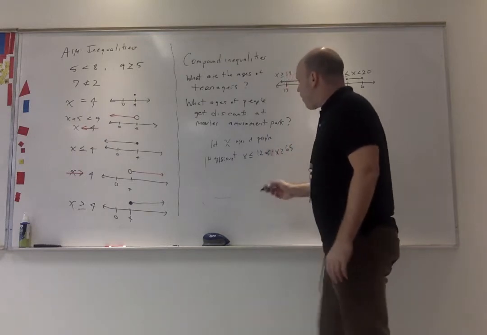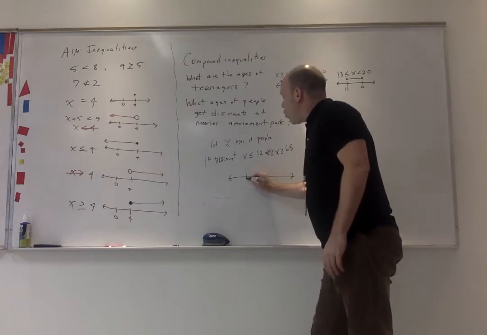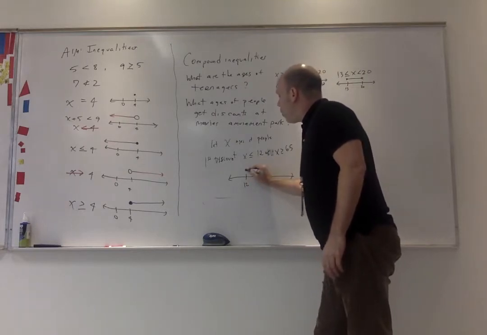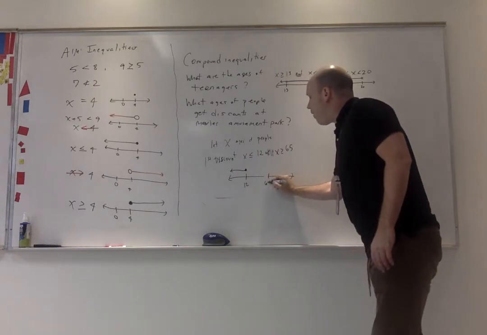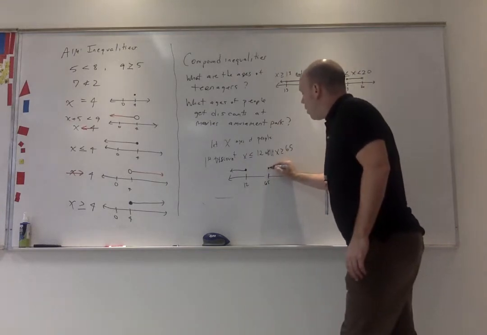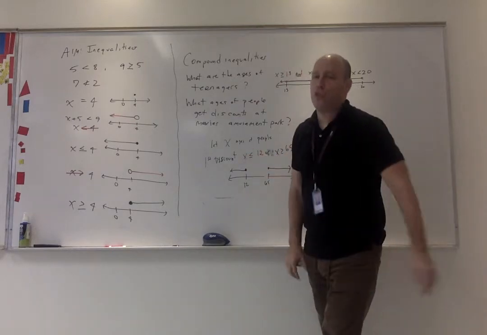Now, we kind of have an idea what it looks like graphically. You might say, okay, Mr. Riley, just start at 12 and then start at 65. So this is what the graphical solution looks like.